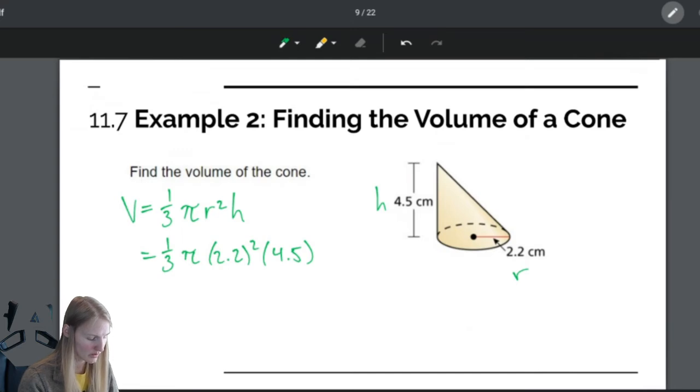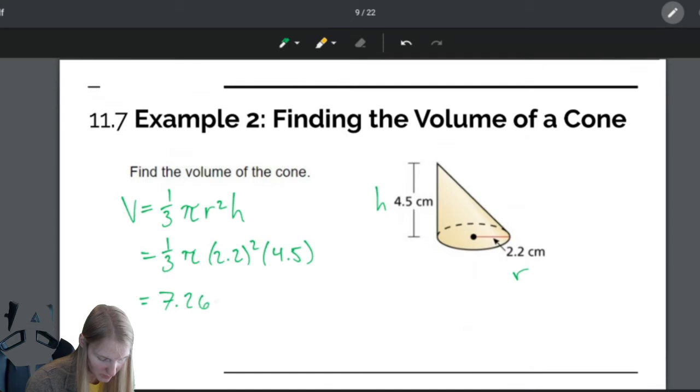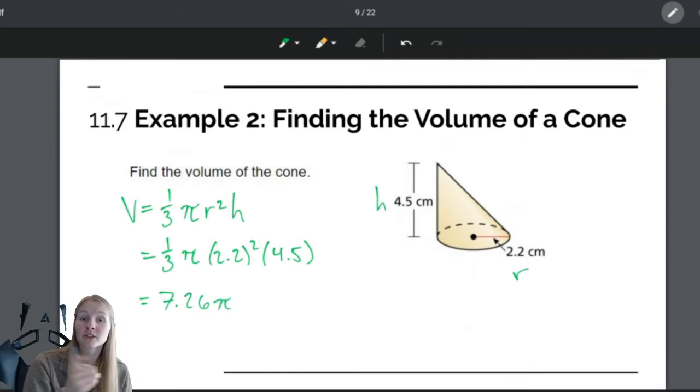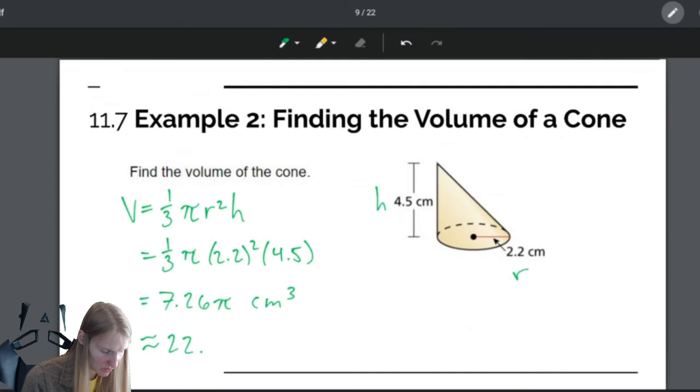So I'm going to do 2.2 squared times 4.5 divided by 3. And this is 7.26 pi. Units: centimeters cubed, because it's volume. Alright, remember that was exact form. Now we're putting it in approximate form. 7.26 times pi gives us approximately 22.8 cubic centimeters.